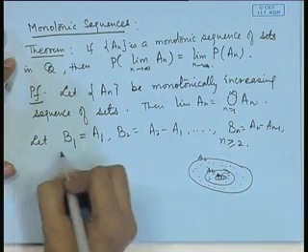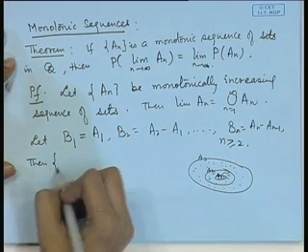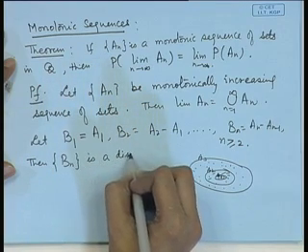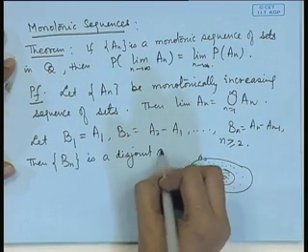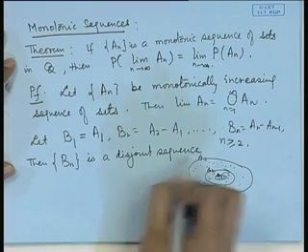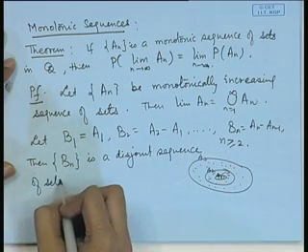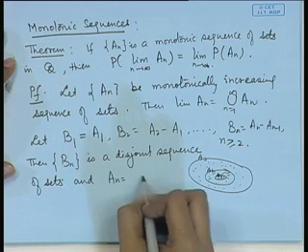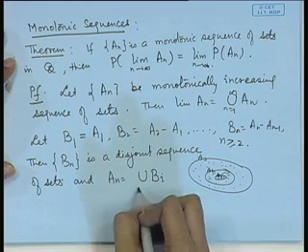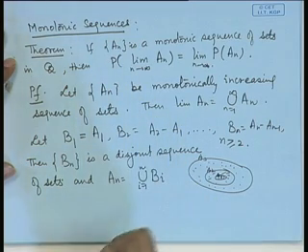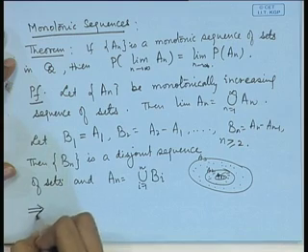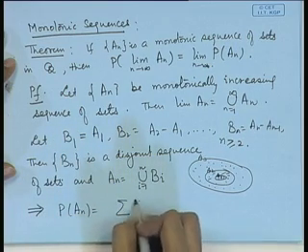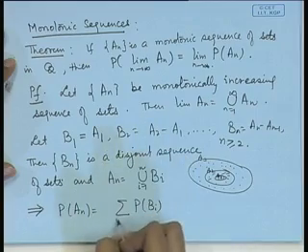So, we will have that Bn is a disjoint sequence of sets, and An is equal to union of Bi from 1 to n. Naturally, this implies that probability of An is equal to the sum of probability of Bi, i equal to 1 to n.